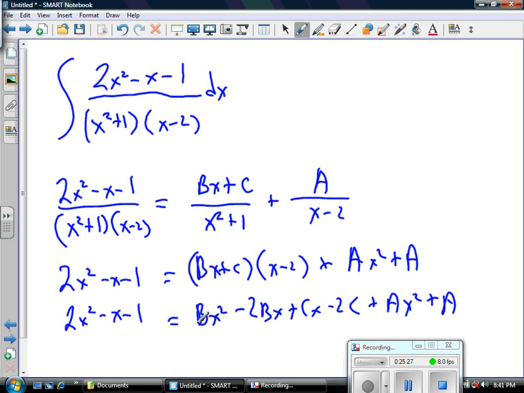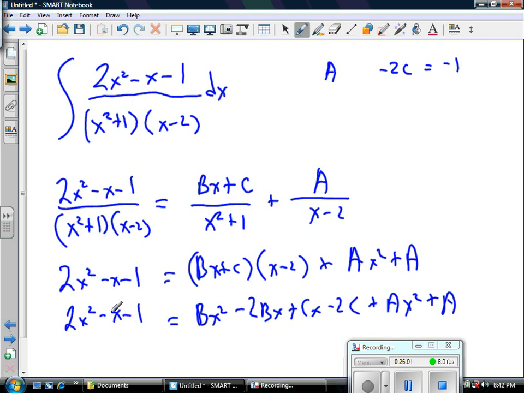Do you see in here anything that matches a constant or 0-degree term? That's second, that's first, that's first. No, there you go, that's a constant. So what does that say? A minus 2c equals negative 1. That's right there. All right, forget the constants now. I did that.